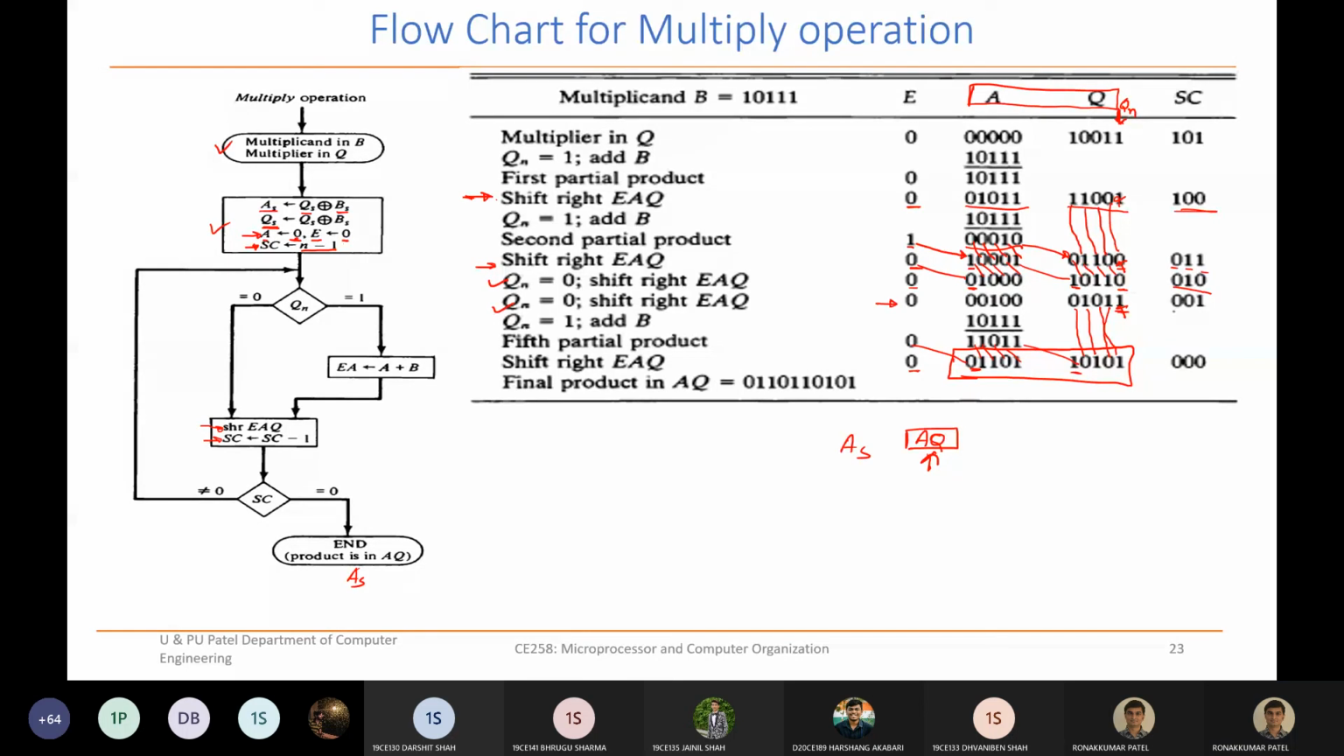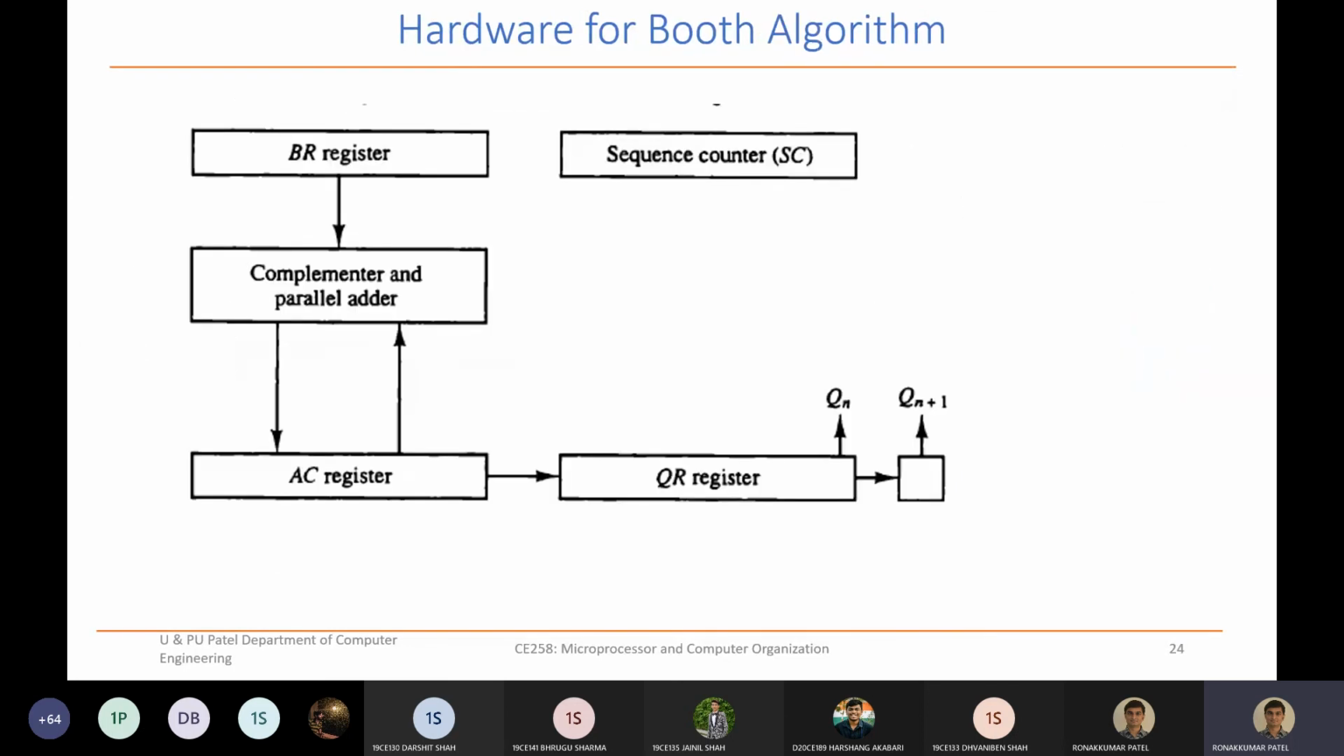So this is the flowchart and example for the multiplication operation. In the next lecture we'll see the Booth algorithm. Most of the time this Booth algorithm is used in systems for multiplication, because you can see less hardware and easy operations. It reduces some of the operations, like the number of additions. So we'll see the Booth algorithm in the next lecture, and if you have any doubt you can ask me.